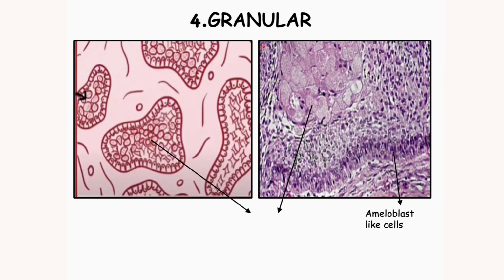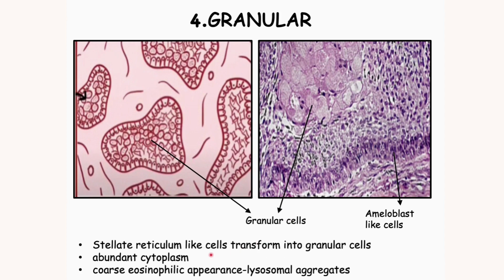The next type is the granular type. This is also very much similar to the follicular type. Here also we find follicles which are lined by ameloblast-like cells, inside which the stellate reticulum-like cells will transform into granular cells. What are these granular cells? These are nothing but cells with abundant cytoplasm and coarse eosinophilic appearance. What are these coarse eosinophilic granules? They are nothing but lysosomal aggregates.